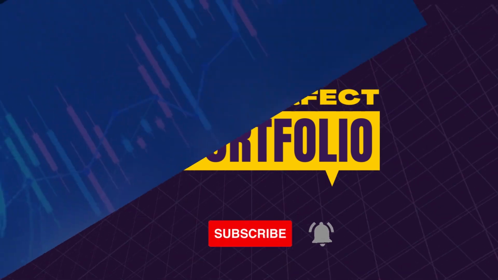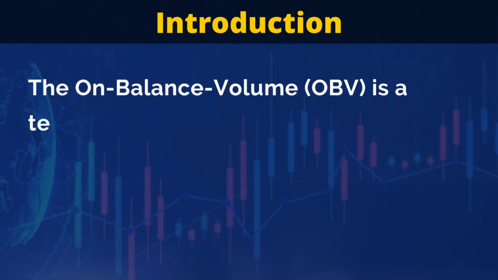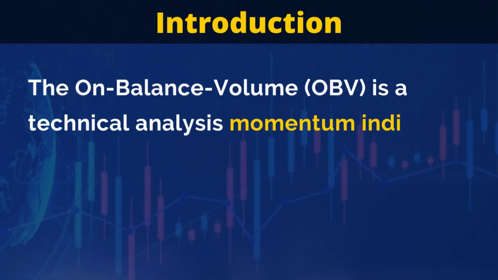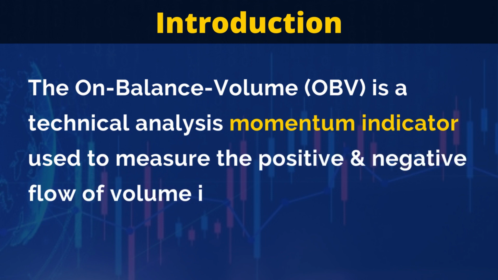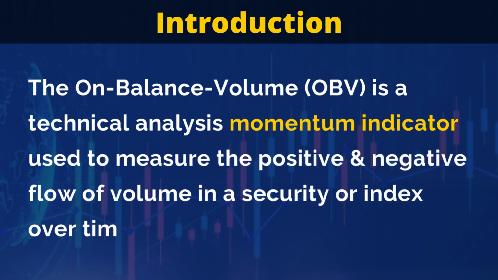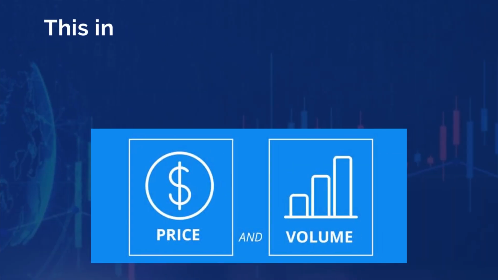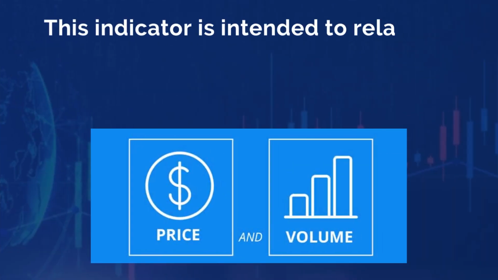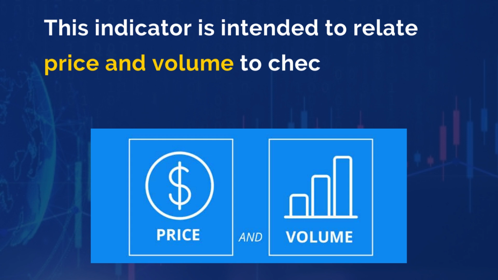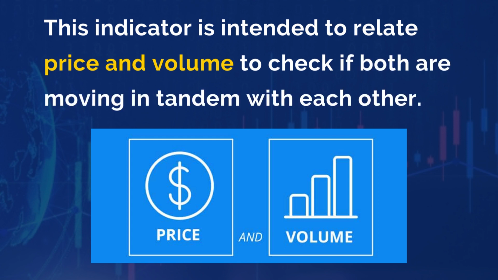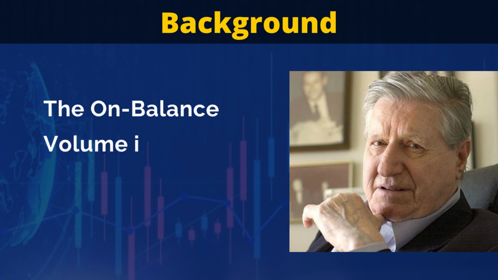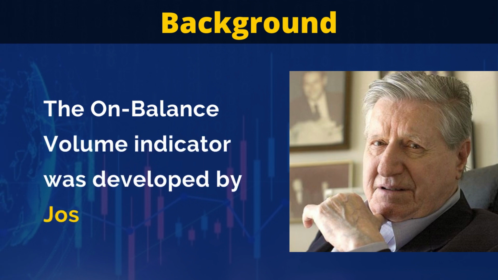The on-balance volume, OBV, is a technical analysis momentum indicator used to measure the positive and negative flow of volume in a security or index over time. This indicator is intended to relate price and volume to check if both are moving in tandem with each other. The on-balance volume indicator was developed by Joseph Granville.